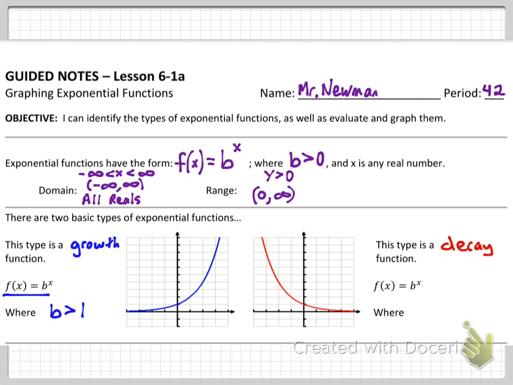The one on the right, the red one there, is a decay function. That is because the exponential function is decreasing or decaying as you go to the right. The way you can tell that it is a decay function from the equation is that b is between 0 and 1. In other words, it's a fraction or a decimal that is smaller than 1 but positive. So if you multiply by a number smaller than 1, like say 1/2, over and over, that number is going to get smaller and smaller, and we call that exponential decay.